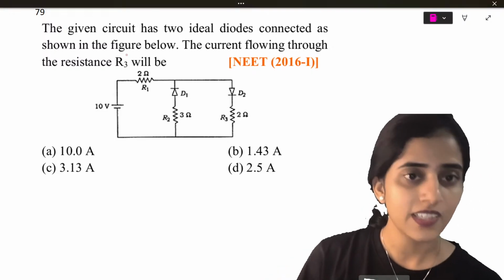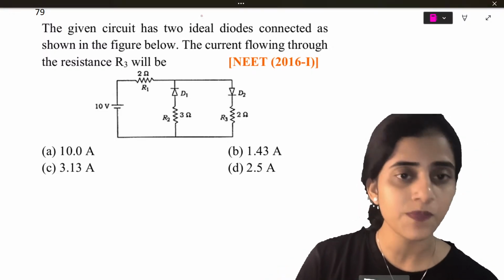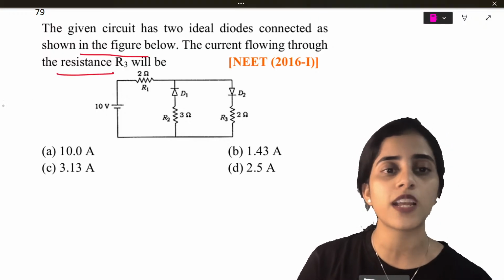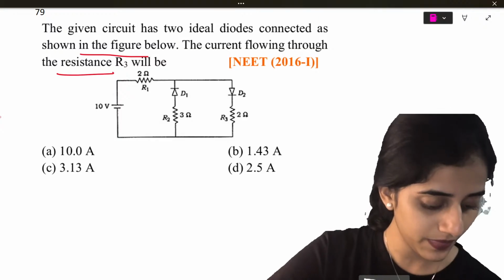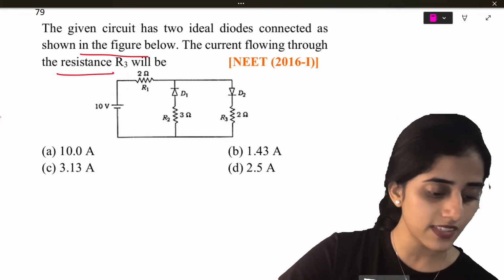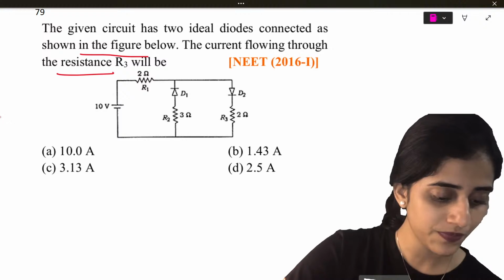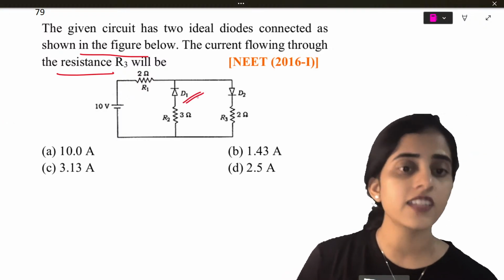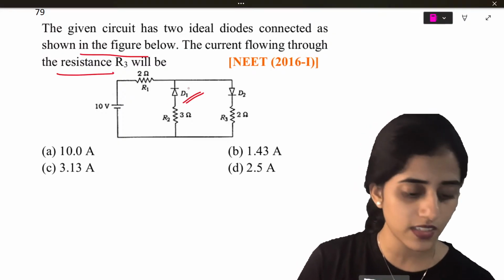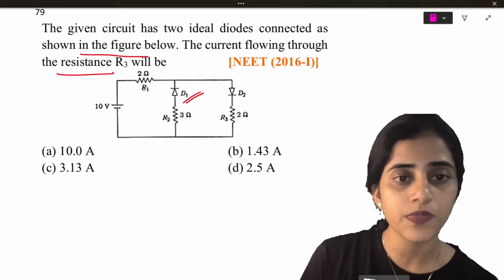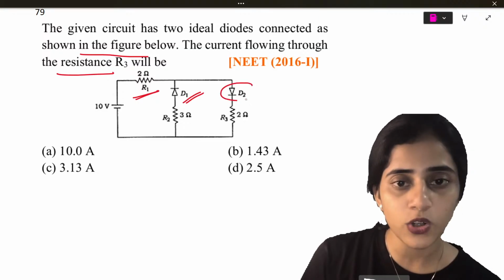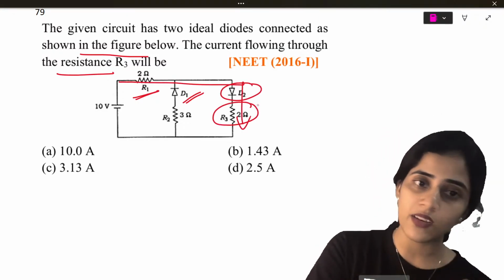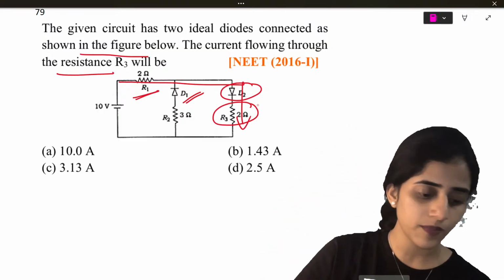The given circuit has 2 ideal diodes connected as shown in the figure below. The current flowing through resistance R3 will be how much? See, current will not flow through diode D1. It is reverse biased. See how it is connected. So current will flow through R1, then it will go to D2, then it will go to R3. From 10 volts, it will go to R1, D2 and R3.